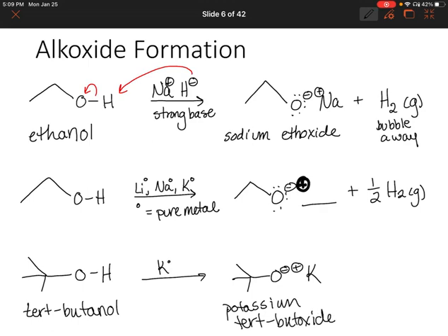And you don't have to worry about the mechanism for this. This is just a suggestion for how to make your bulky base. And we'd also have half an equivalent of hydrogen gas. Now remember, tert butoxide is very useful because we can use it to favor the Hofmann product in our elimination reactions. And the Hofmann product is the less substituted alkene.